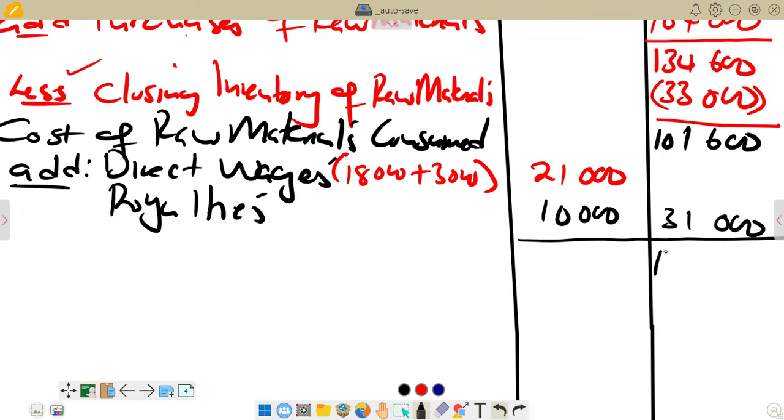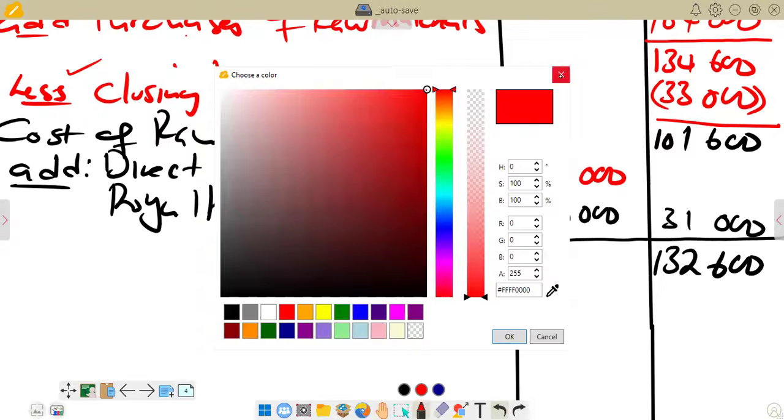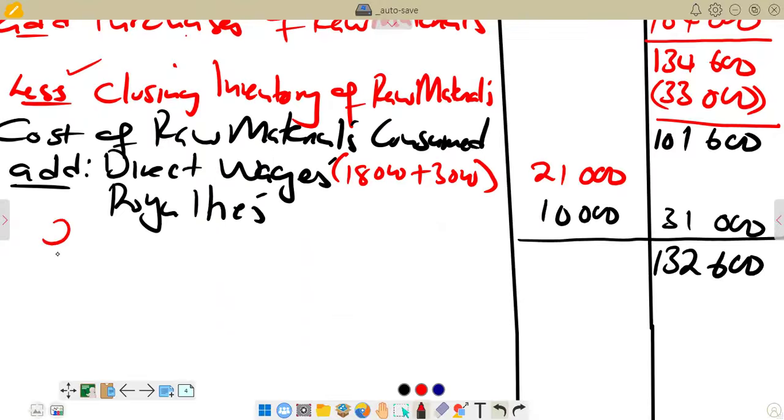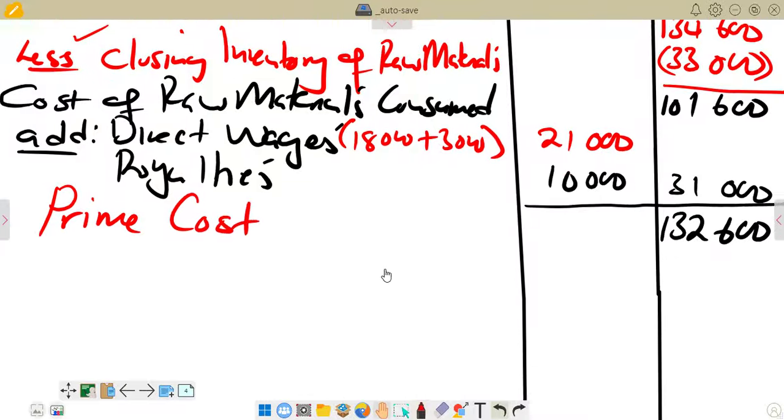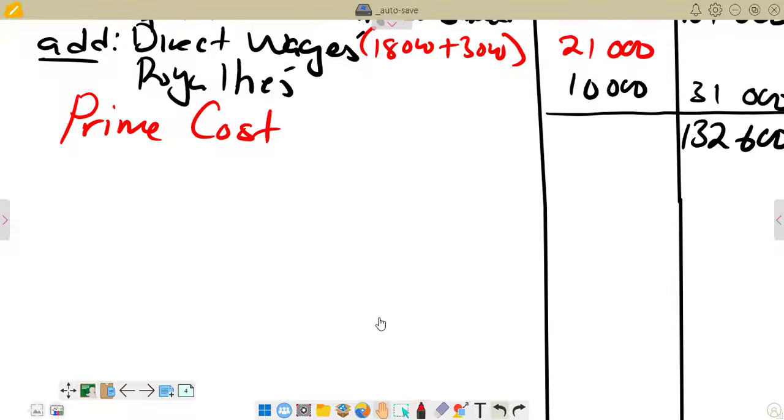So here we are saying 132,600. And this is now the figure that is indicating our prime cost. So this is the figure that we have. So we go down and see what else we have after prime cost.